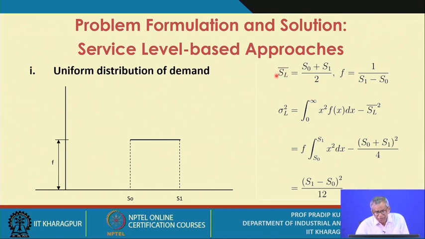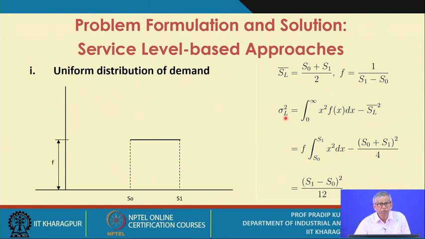So obviously, we use this term SL bar, that means the mean demand during lead time. L stands for the lead time. So the mean demand during lead time, that is SL bar, is (S0 plus S1) by 2. So this is the notation. Now what is F? F is 1 upon S1 minus S0.